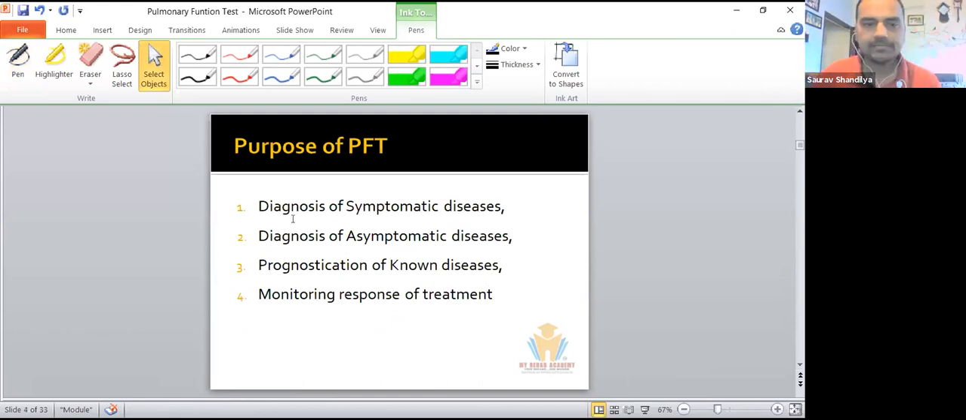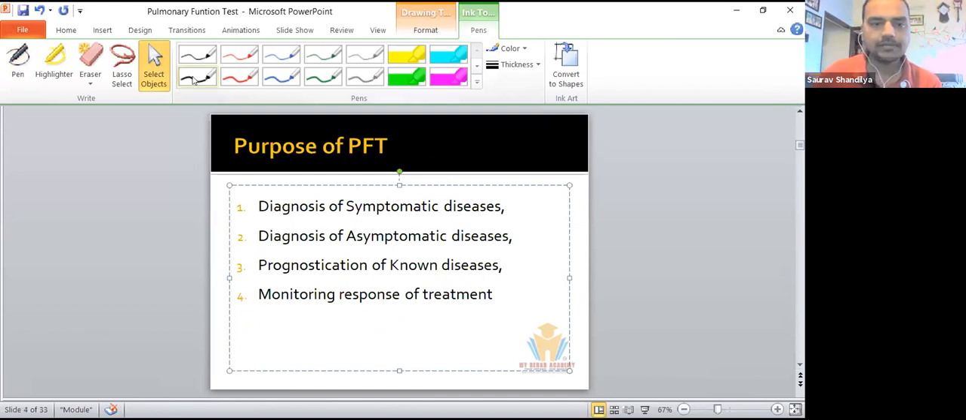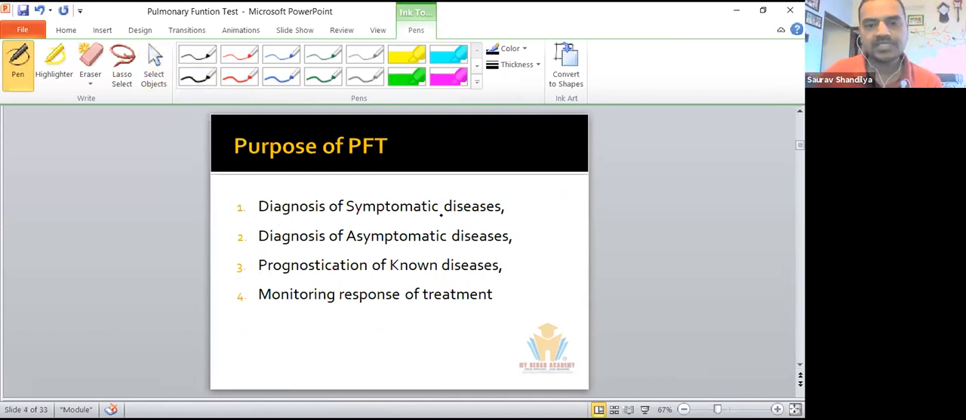So what is the purpose? The purpose is, of course, diagnosis of symptomatic disease, then diagnosis of asymptomatic disease in early conditions. And then of course we can have prognostication of the diseases when we do tests through the PFT. Then we can monitor the response to treatment. What is monitoring response to treatment?